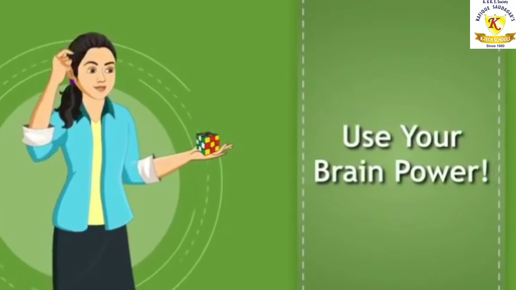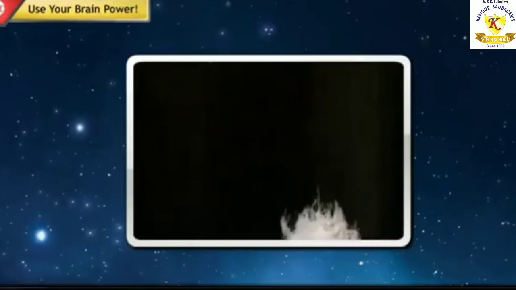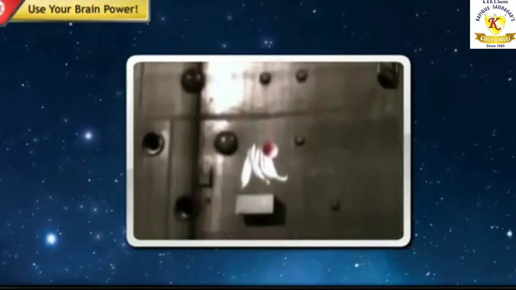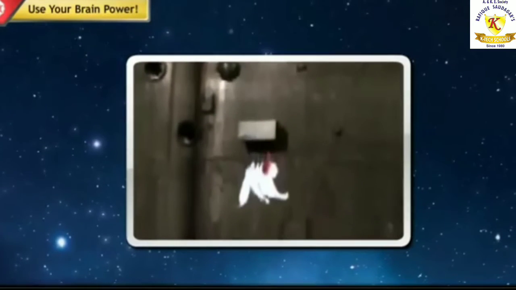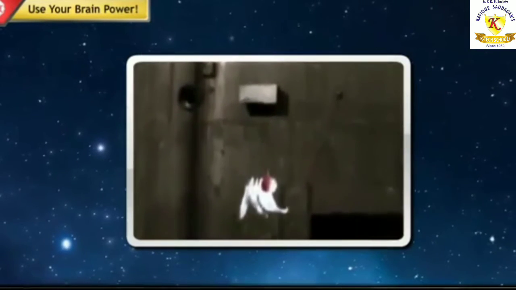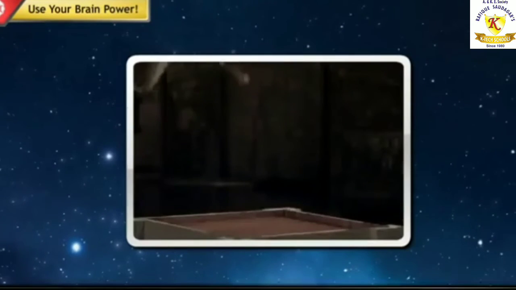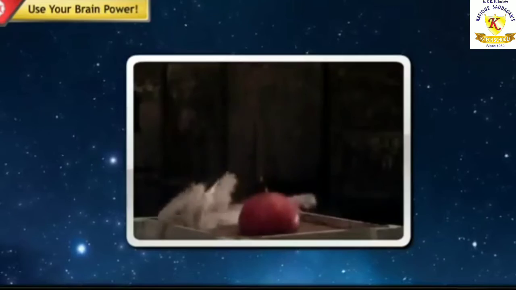Now children, use your brain power. According to Newton's law of gravitation, Earth's gravitational force is higher on an object of larger mass. Why doesn't that object fall down with higher velocity as compared to an object with lower mass?